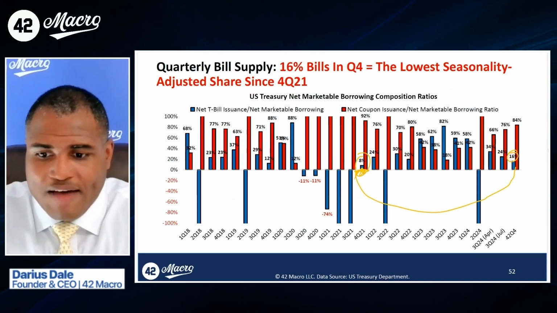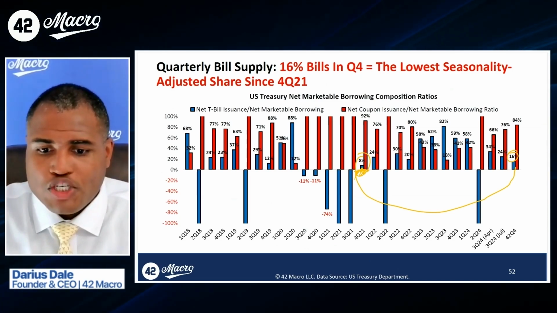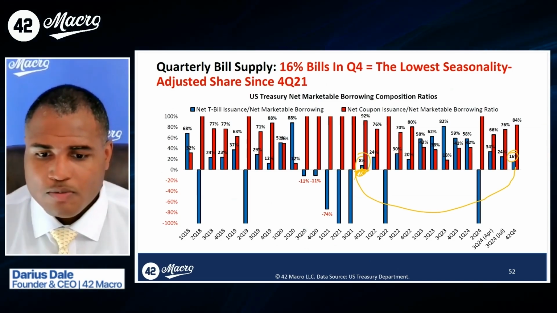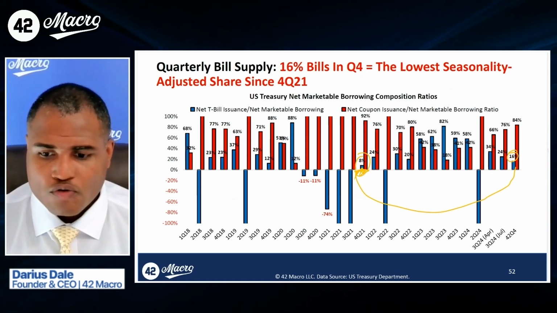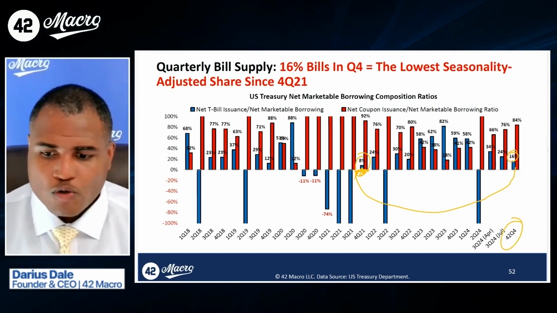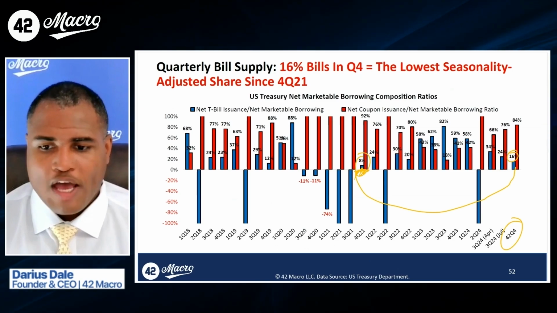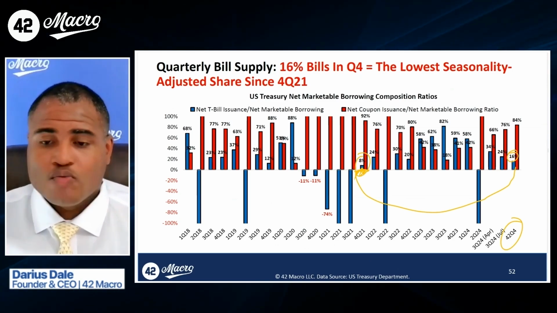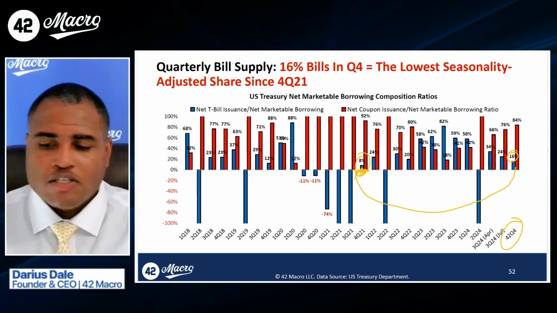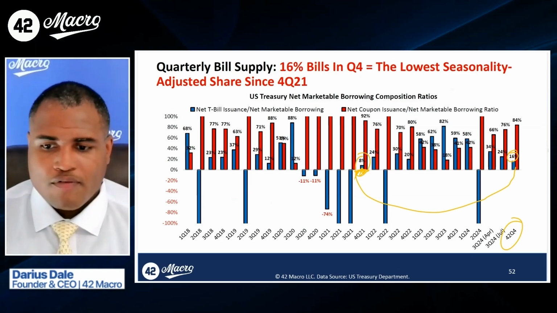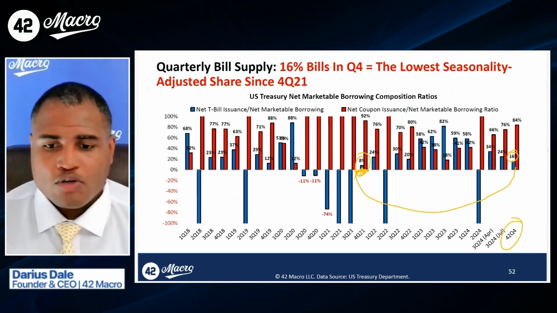And so we haven't seen this small of a share of bills projected to be issued on a net basis since 4Q 2021. And again, these are 4Q 2024 numbers. We're currently in 3Q now, so be aware. These dynamics will have more market impact as we get into Q4 and we actually start to see the influence of Treasury auctions on broader financial conditions.